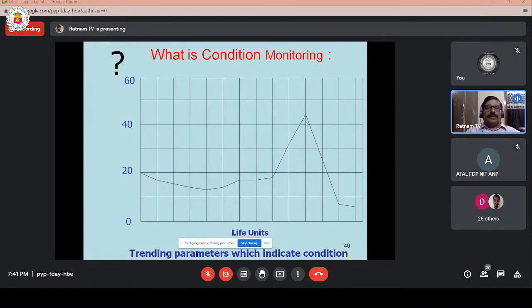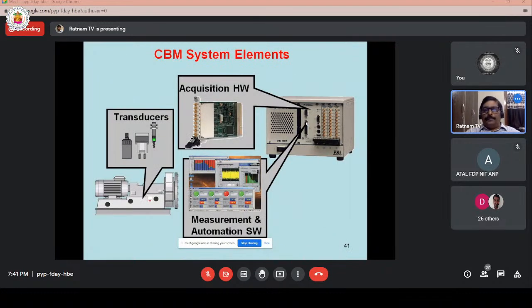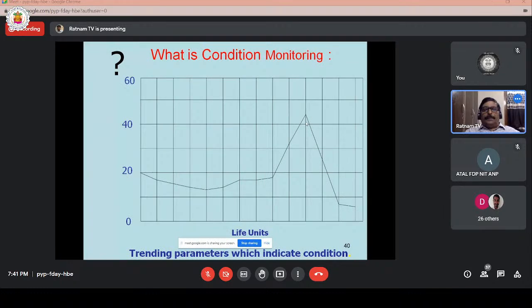So what is condition monitoring? Parameters are trended over a period of time, to see how the levels are increasing. If any increase is observed, then you need to go for maintenance, which indicates the condition of the machine.